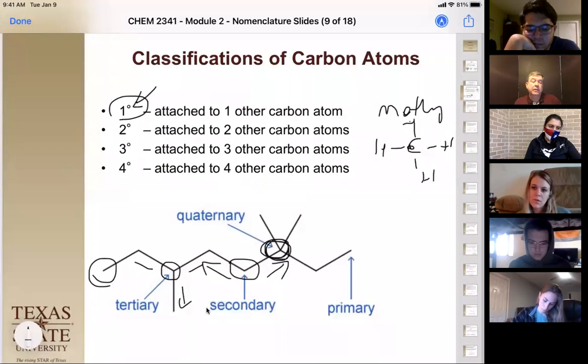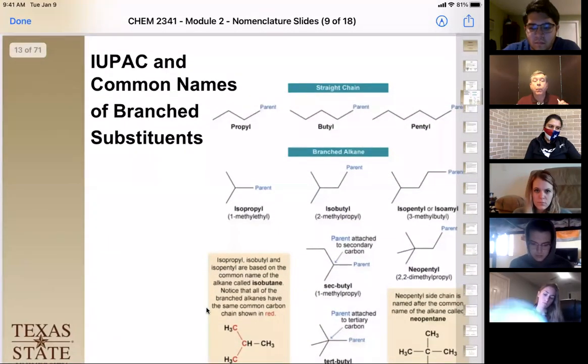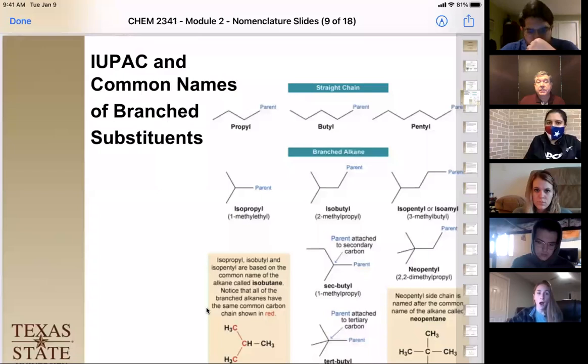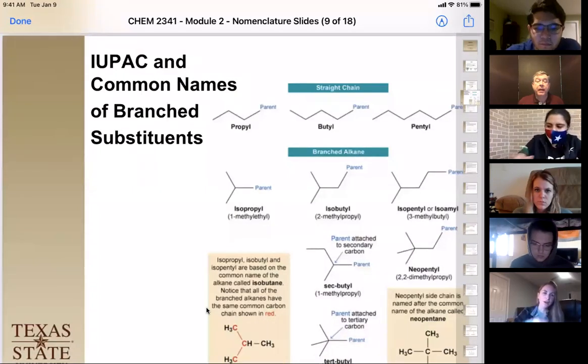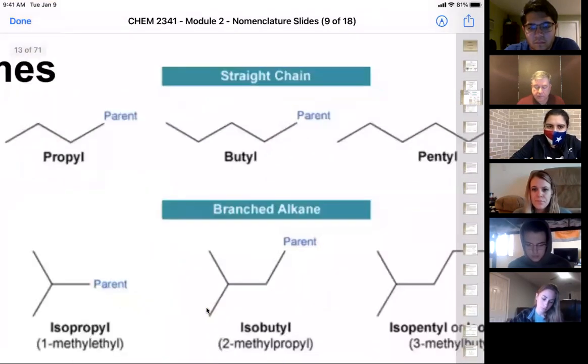It's important to know because that tells us a little bit about what the reactivity is. They're also going to be very important when we start looking at reaction mechanisms. Whether it's a primary, secondary, tertiary, or quaternary carbon tells us whether or not they're going to react, so it's good to know that classification. Now when we have substituents, there are some common names, and yes, you will have to remember these. Some of them are simple because they follow the IUPAC name, but some of them have different names. I'm going to go ahead and blow that up right there.